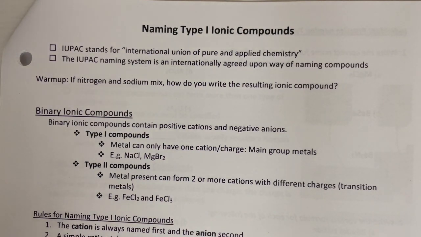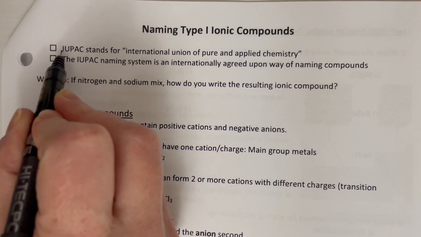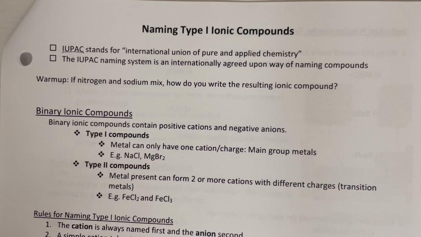So our video today is about naming type 1 ionic compounds. First, you'll see this term IUPAC. That stands for the International Union of Pure and Applied Chemistry, and there's an IUPAC naming system, which is just an internationally agreed upon way to name compounds. So it means that no matter where you are in the world, you can talk about sodium nitride and people know what you're talking about.